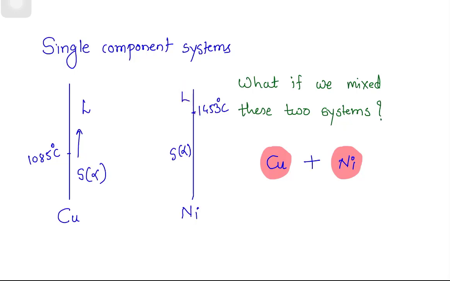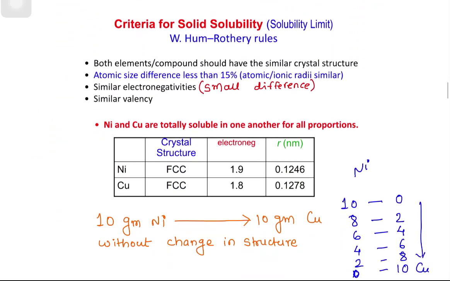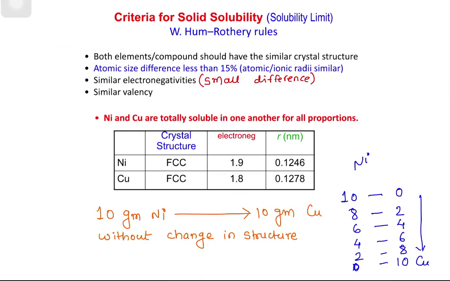So what happens if we mix these two systems? What will happen if we mix copper and nickel together? Will there be any change in the melting points or not? That we will see now. Before that, since these are two elements, by definition they will form an alloy. Now there is another type of alloy that we call a solid solution. For that there is atomic level mixing.